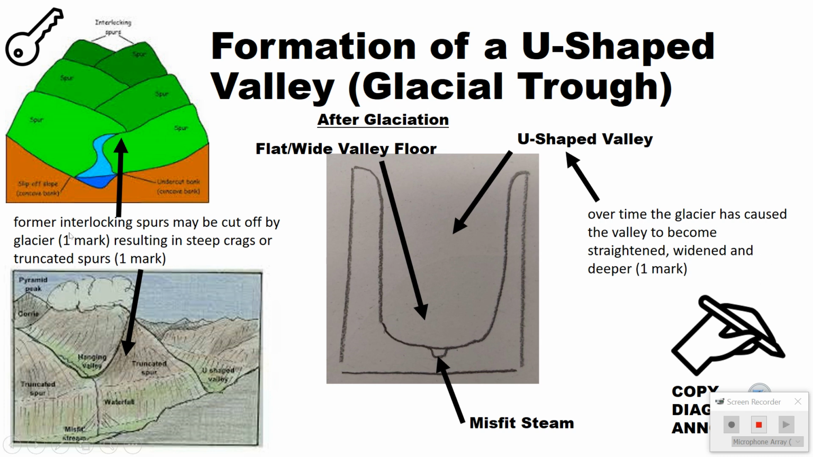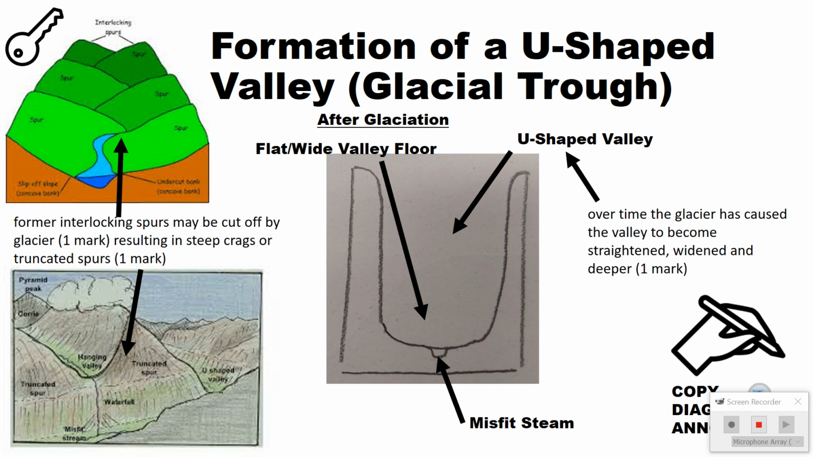So by saying that in this question, it's part of the U-shaped valley formation. It's changing the shape of the valley because it's removing the interlocking spurs because of the glacier, resulting in these steep crags and truncated spurs. So there's your steep crag, the truncated spur up above this triangular shape in the bottom left-hand photograph. That gives you a real idea about how these features form, and easily you're picking up your 8 marks if you're discussing these things.